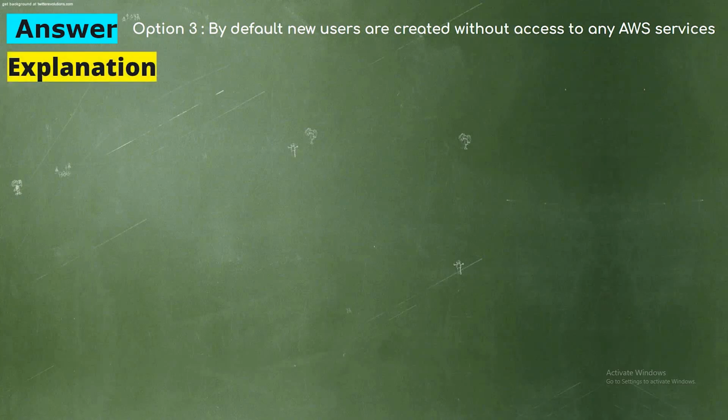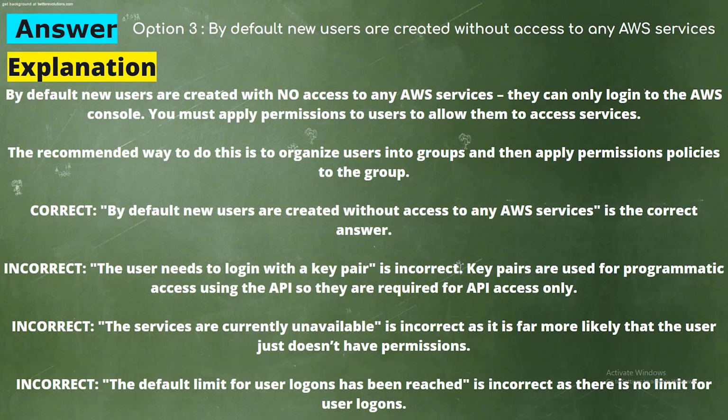Explanation. By default, new users are created with no access to any AWS services. They can only log in to the AWS console. You must apply permissions to users to allow them to access services.